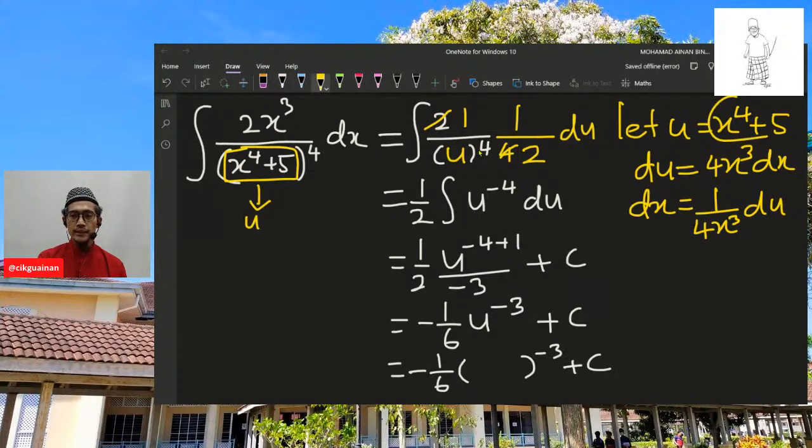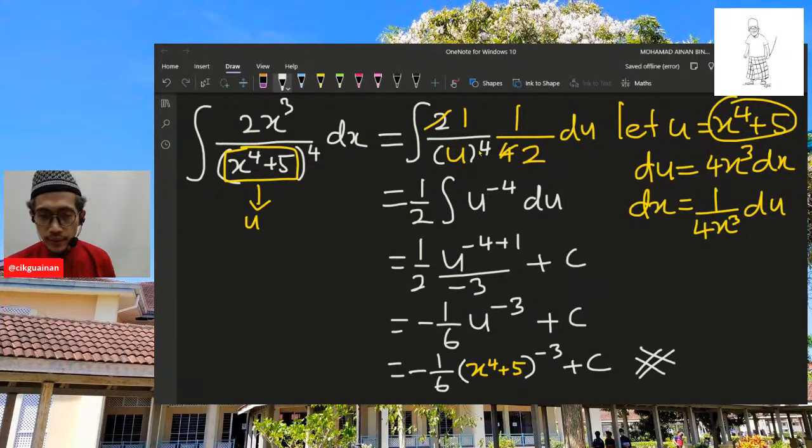What is this? X power 4 plus 5. X power 4 plus 5. Done already. Just like that. Okay, just like that. That's correct, Muhammad Shafiq. That's correct.